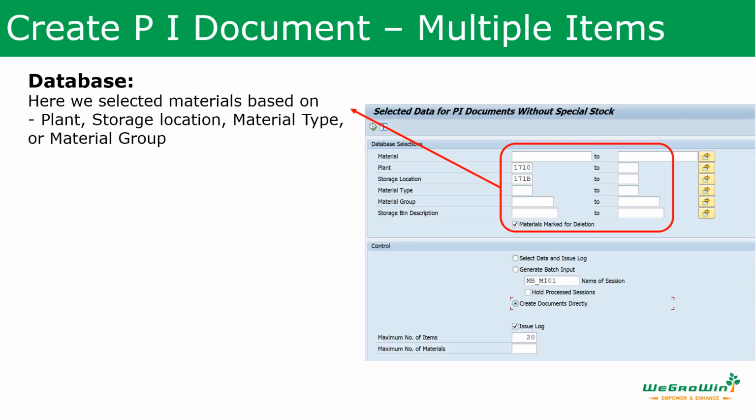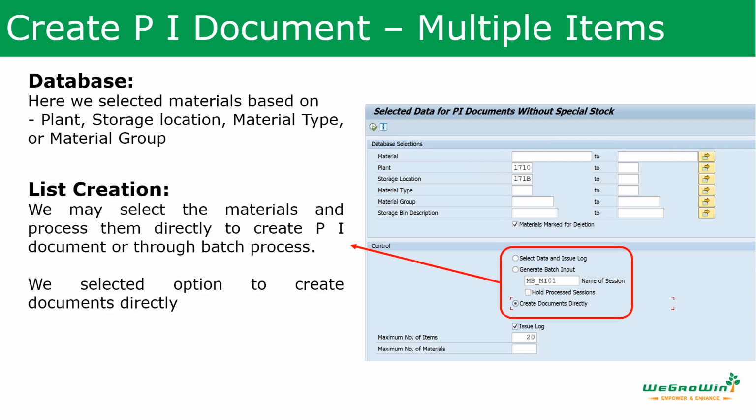Back to MI31, in the database section, we can select materials based on plant, storage location, material type or material group. And then physical inventory documents may be created directly or through a batch process. Here we selected to create the documents directly.